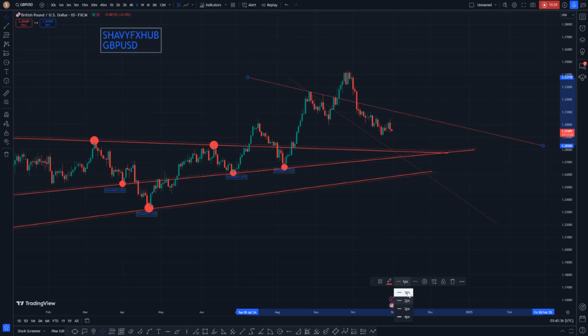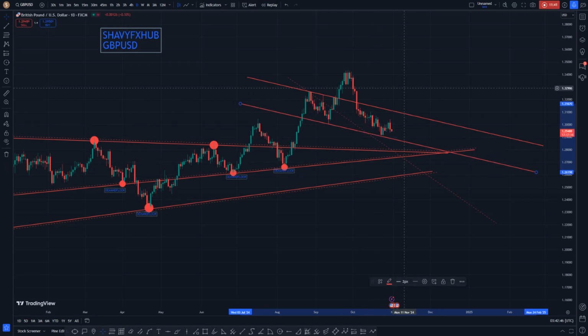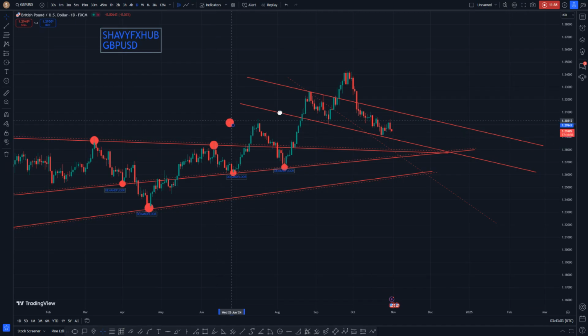So let's see how we play into this. Perfect. So we expect GU to continue to play down. So where we have another structure, remember all we pay attention to is the structure, price movement. Price movement is price movement. It is what it is.